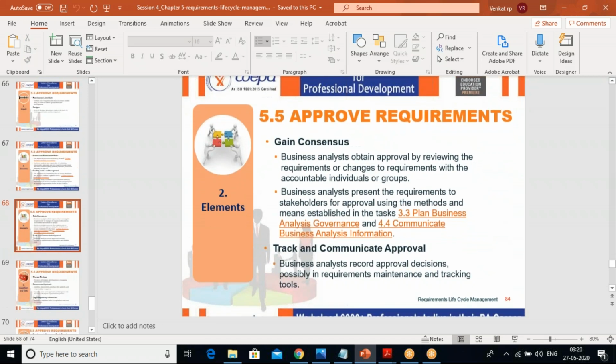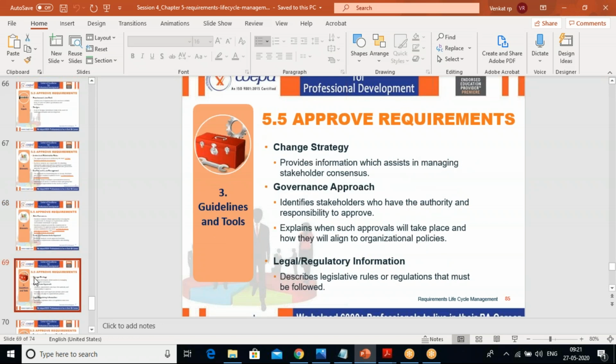Then we have to make everyone come to a common consensus or agreement, so that everyone is on the same page, meaning they understand the project in the same way. So we discuss how to gain agreement. Then we track and communicate approval: after the approval is done, we document it and make it available to all the stakeholders.